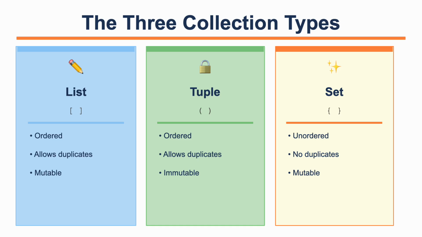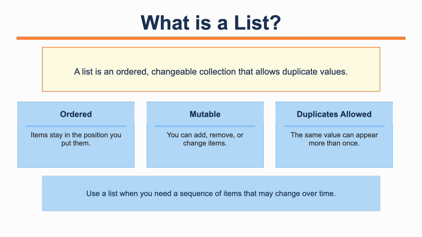A list is ordered, which means items stay in the position you put them. It is mutable, which means you can change it after you create it. It also allows duplicate values, so the same item can appear more than once. These three qualities make the list the most flexible collection type in Python.